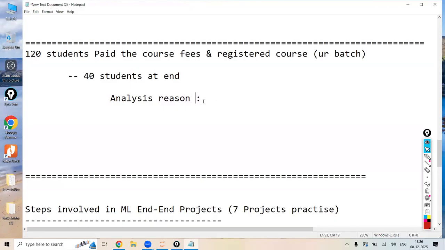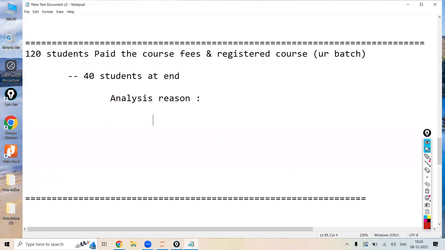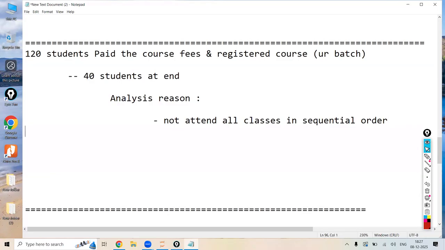The first reason is that they will not attend all classes, and not in sequential order. They will think this is one of the degree subjects: if we miss one class, and attend the next class, at the last the sir will give the important questions, we'll prepare for the exam and write it, and obviously we will pass. This is not like that. Everyone has some mindset from the degree pattern they have followed. But this is one of the reasons.